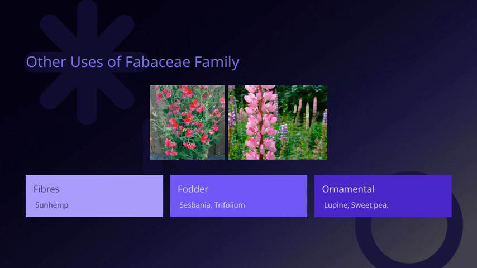Sunhemp is another interesting example. It's used both as a fodder crop and as a green manure to improve soil fertility. When it comes to fibers, certain Fabaceae plants also serve as sources of natural fibers, which can be used in textiles and other materials. Overall, the Fabaceae family is incredibly versatile, offering a wide range of applications from decorative to agricultural and industrial uses, highlighting its importance in various sectors and its contribution to sustainable practices.